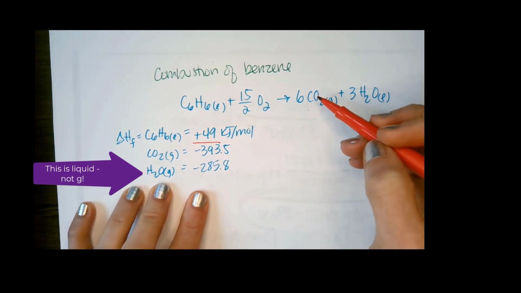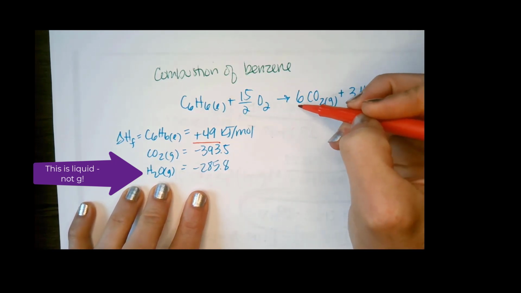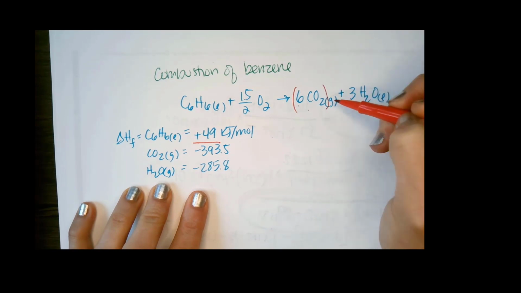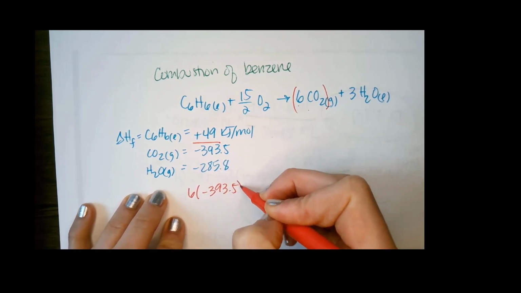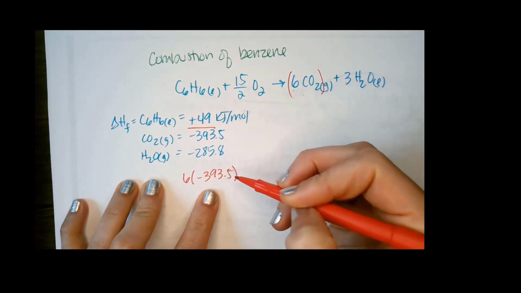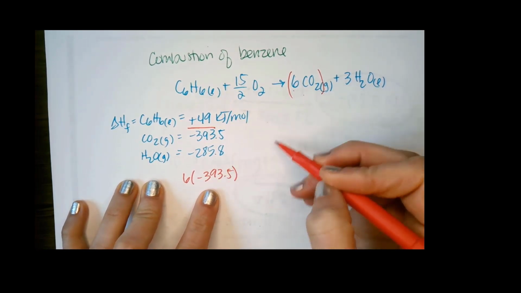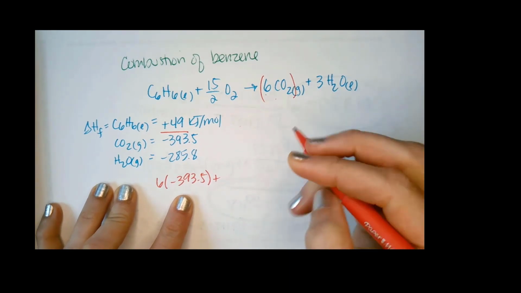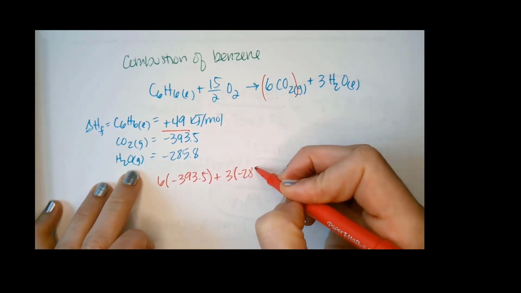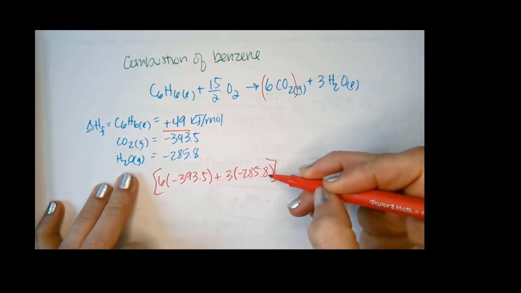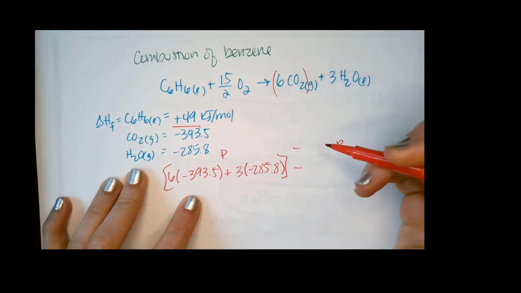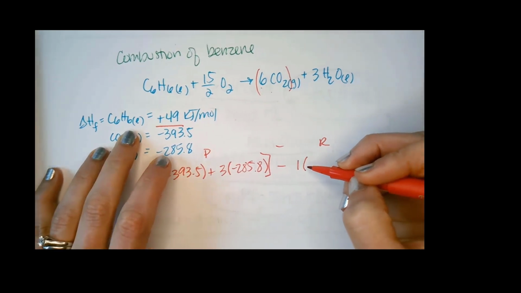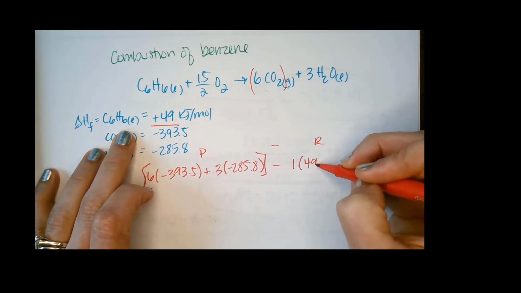So we need to do, again, products minus reactants. So we're going to do 6 times our CO2 value. So 6 times negative 393.5. I'm just going to leave off my units. They're all in kilojoules per mole, so we'll do that at the end. Plus 3 times water's value, negative 285.8. Okay, so products minus reactants. So let's do minus. There's 1 mole of benzene, so 1 times 49.